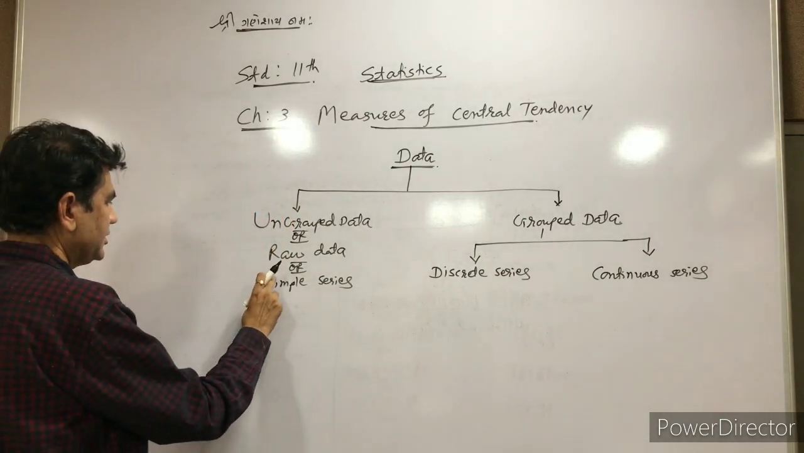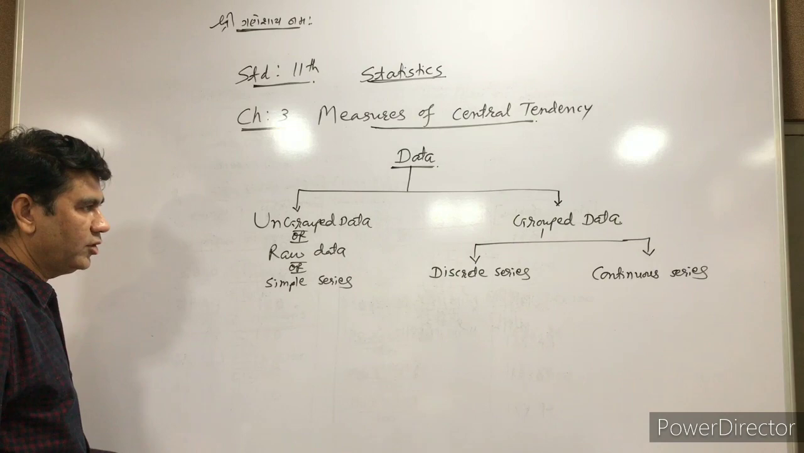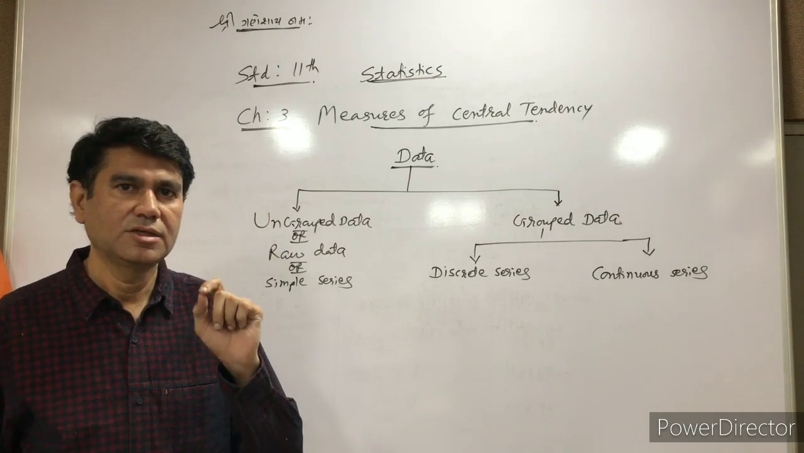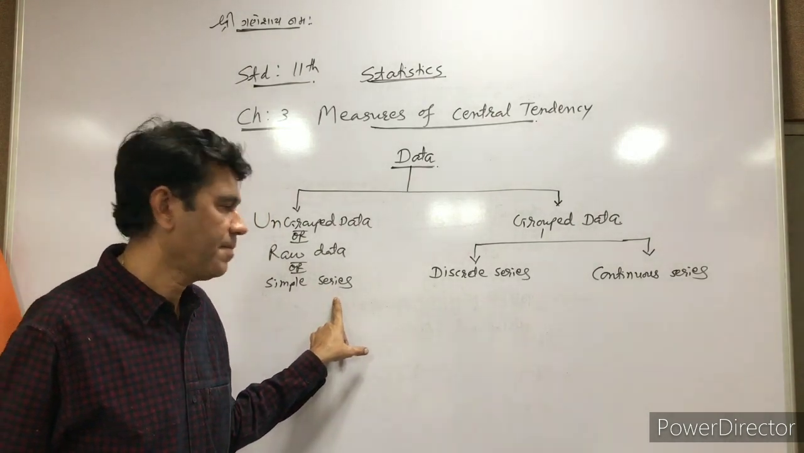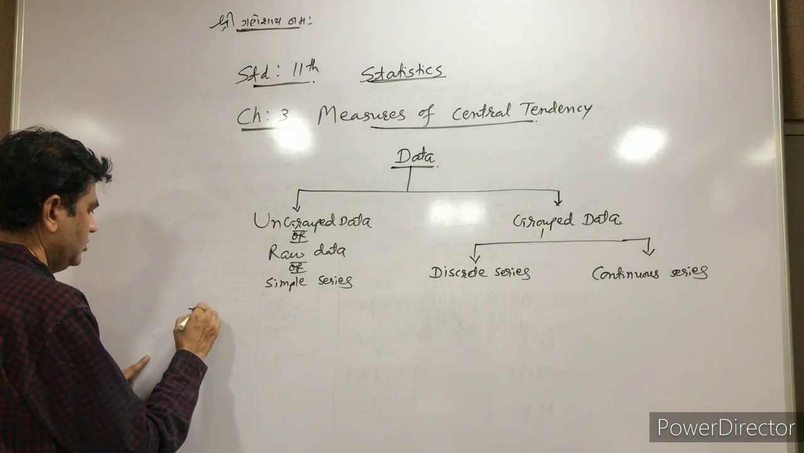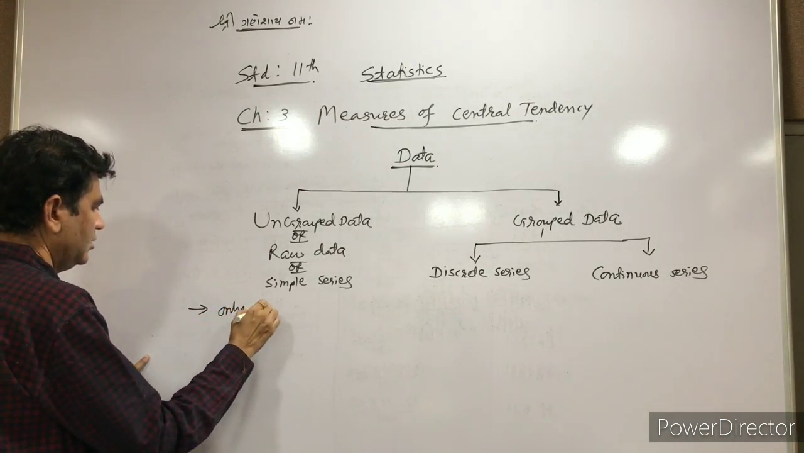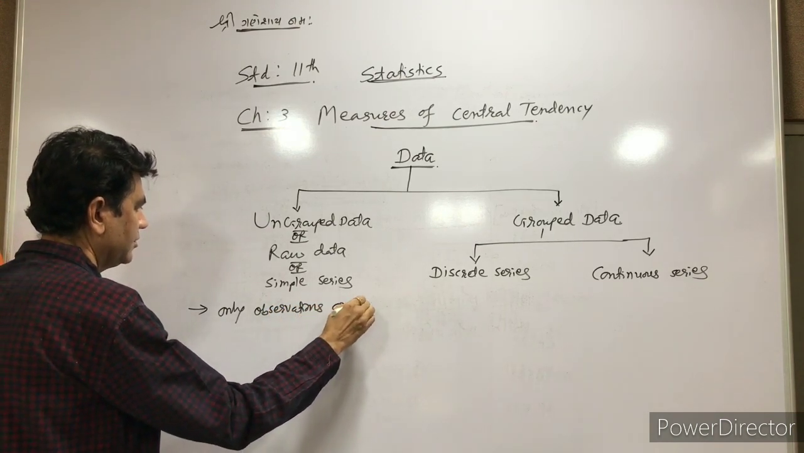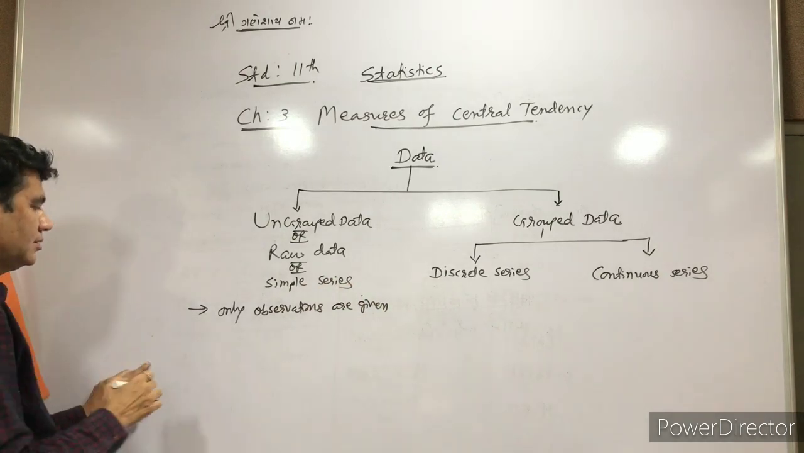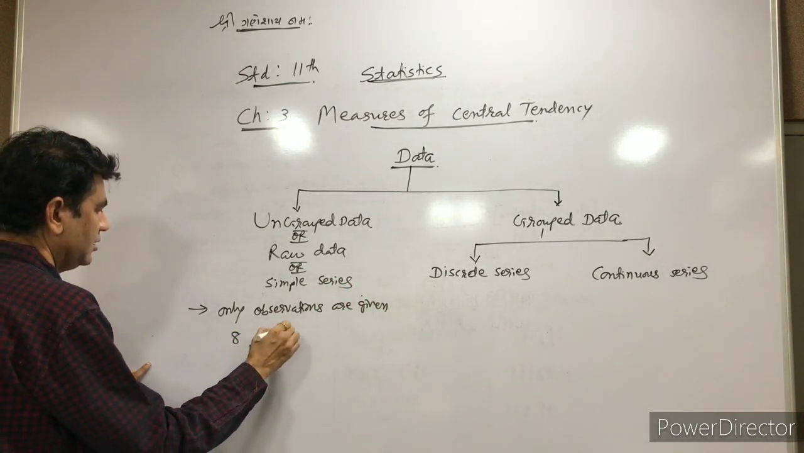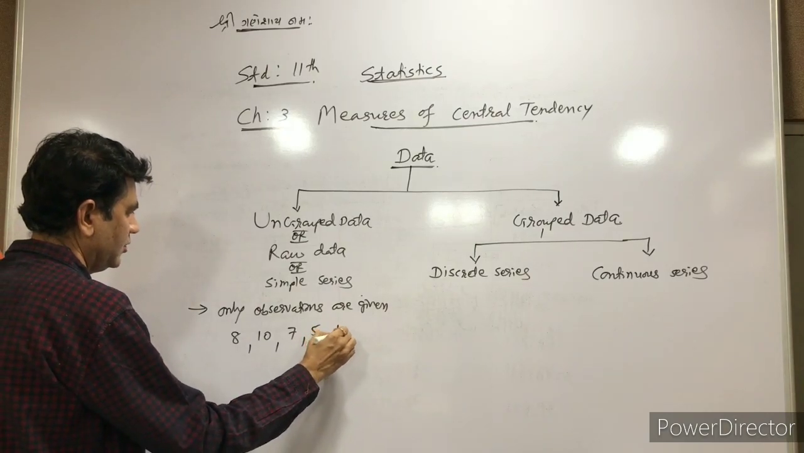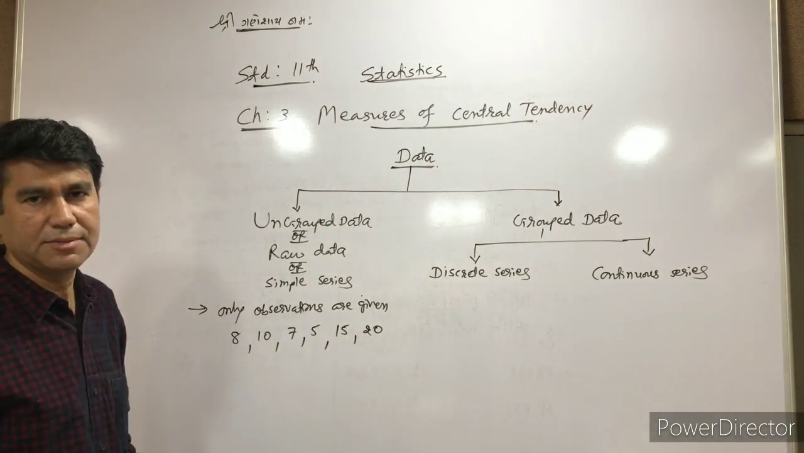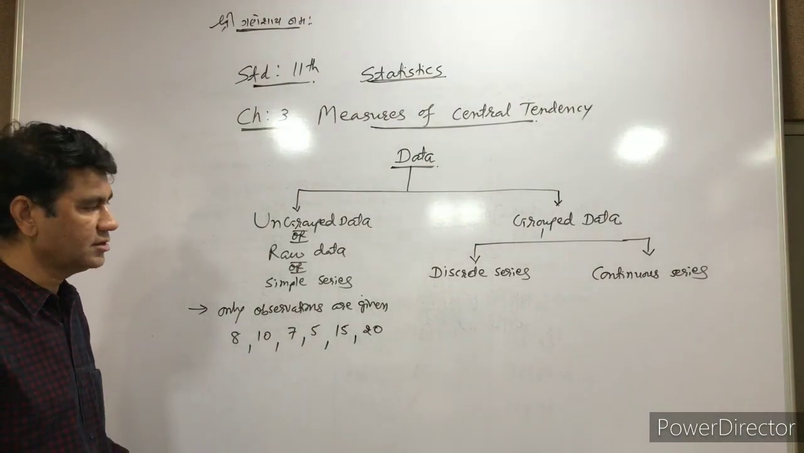What is the meaning of simple series? If you are given only observations in the question, it's called simple series. Only observations are given, like 8, 10, 7, 5, 15, 20. That's why it's called simple series. Only observations are given.